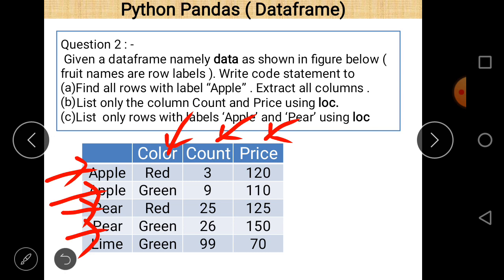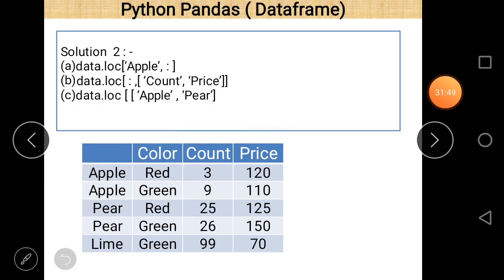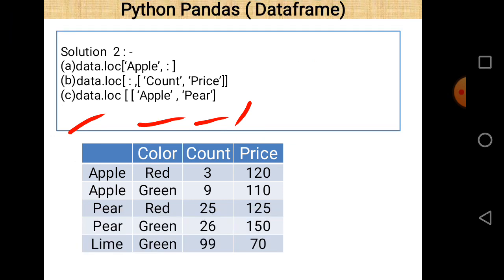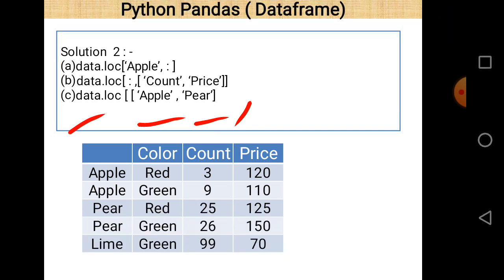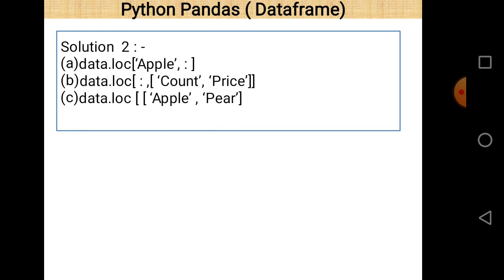And for this we have to write data.loc and then write apple and pear. No need to mention column, because all columns will be selected. And you can also write it with a comma sign and after that a colon sign. This will also give you the result here, but by default, if we don't mention any column name, then all columns will be selected. So that is the final answer.